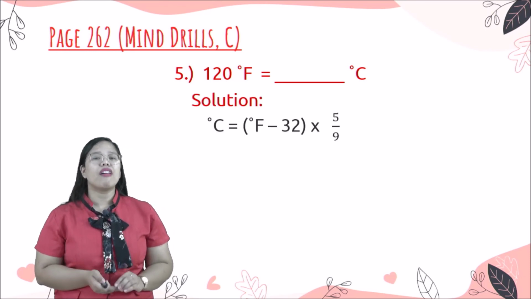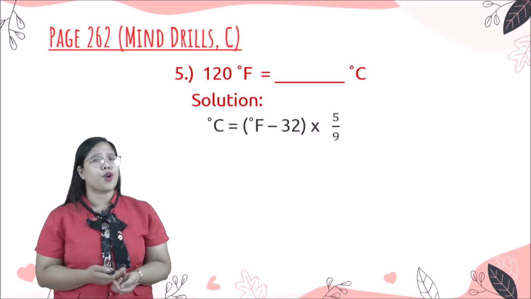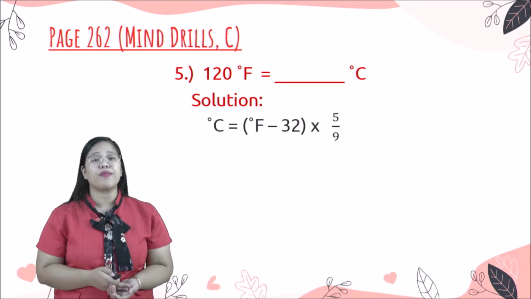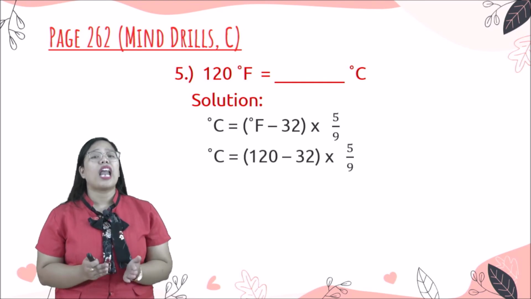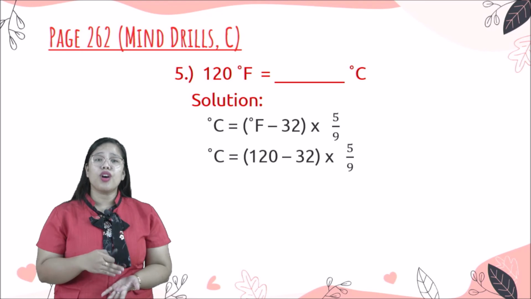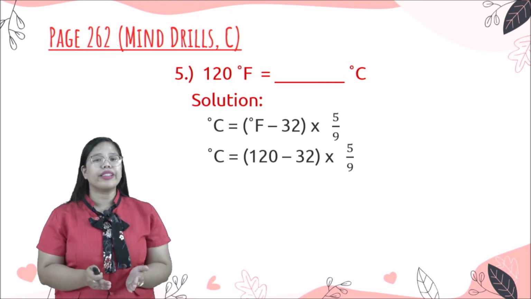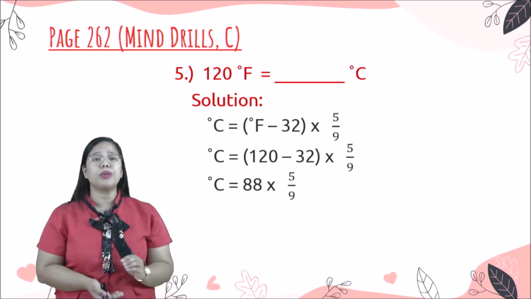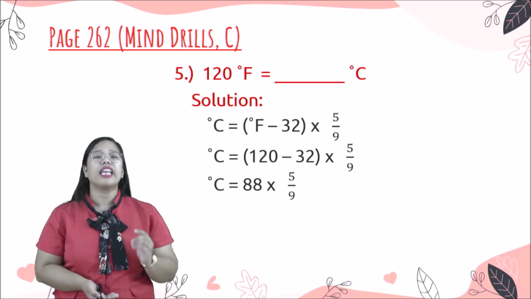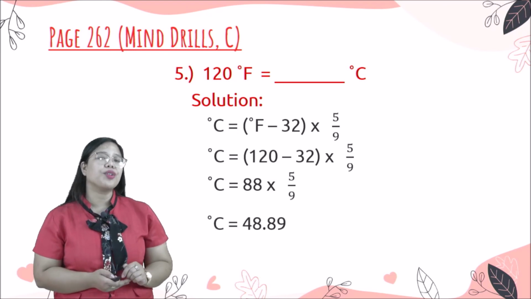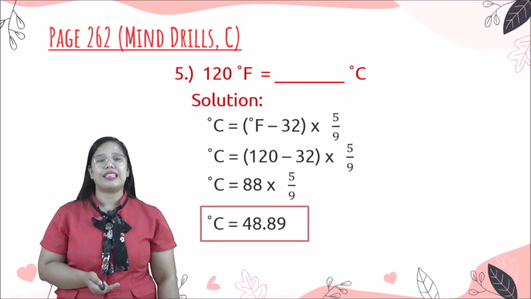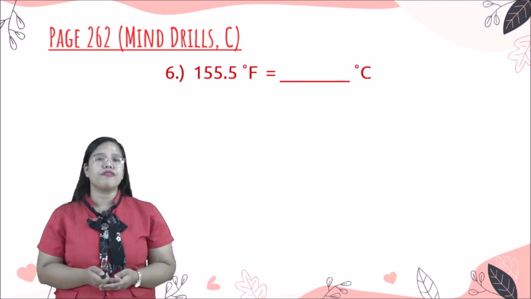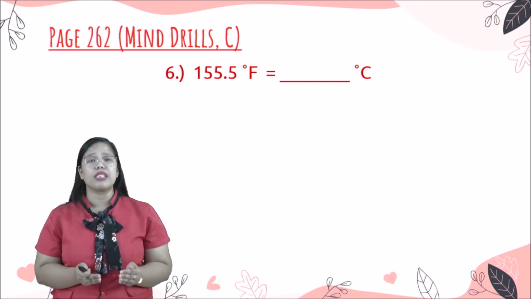For number 5, we have 120 degrees Fahrenheit and we will be converting it to degrees Celsius. We will be using the formula degrees Celsius equals degrees Fahrenheit minus 32 times 5/9. So, 120 will be the value of degrees Fahrenheit, and 120 minus 32 is 88. And this is the time that we will multiply 88 by 5 and then divide it by 9. So, the answer will be 48.89.